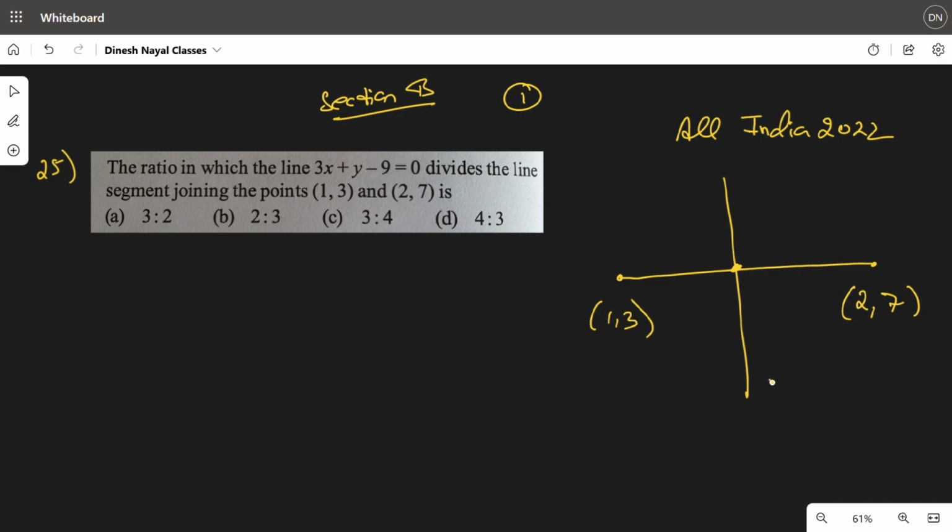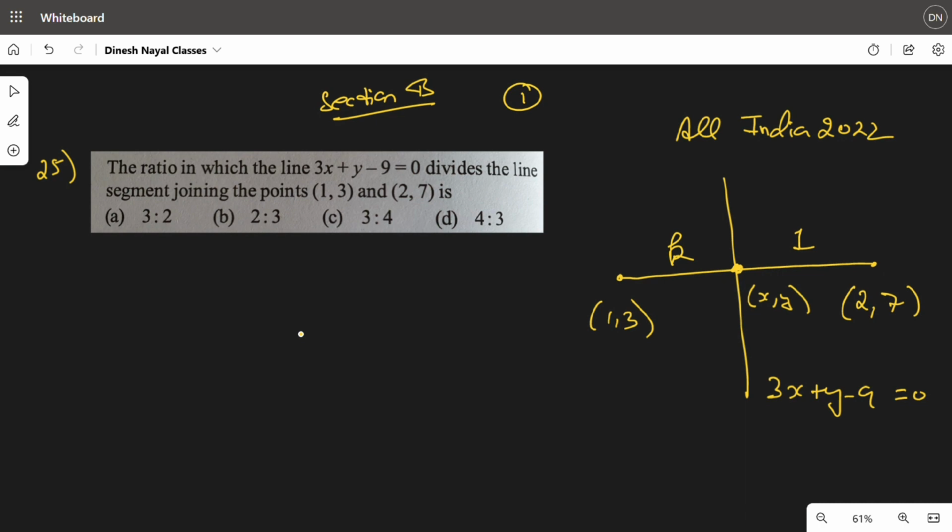Consider this line only, 3x plus y minus 9 equal to 0. Take this point which is dividing this line segment in the ratio k is to 1. This is just for the reference. We have to find actually the value of k. Take x comma y as the coordinates of this point which is dividing this line segment in the ratio k is to 1. Now, applying the section formula.